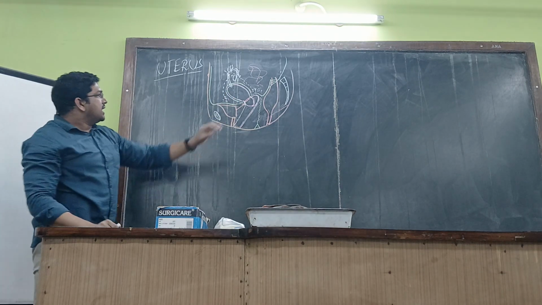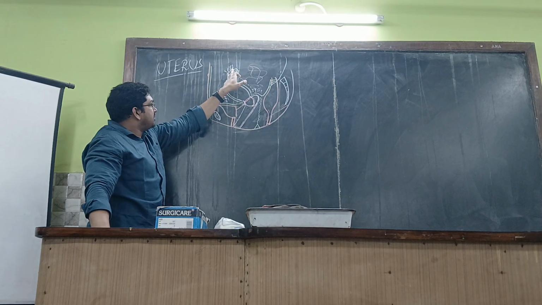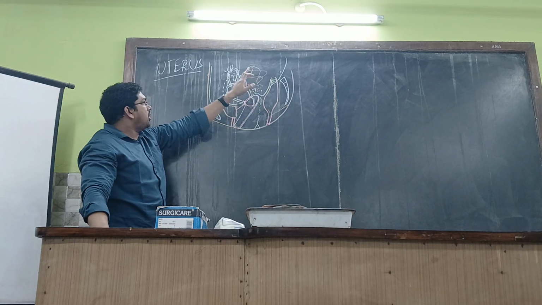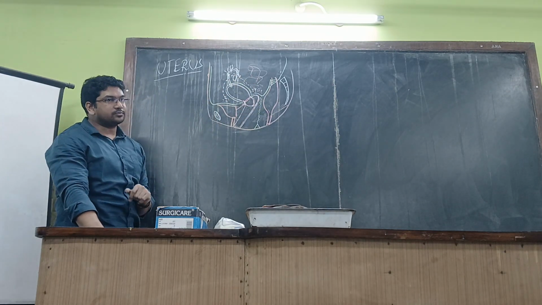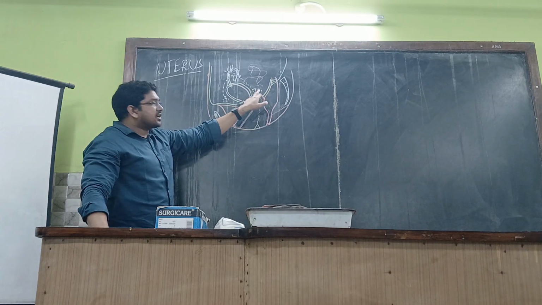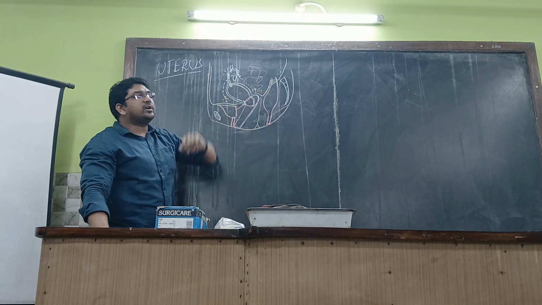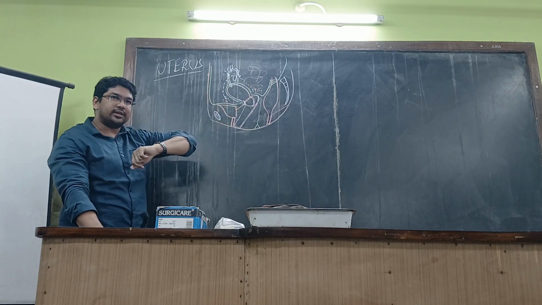Do you understand? If there is pus within the fallopian tube, nothing but the pyosalpinx, that may trickle downwards into the pouch of Douglas or into the uterovesical pouch. Okay. So if it is in the rectouterine pouch of Douglas, how will it be evacuated? That means how will the pus be removed over here?